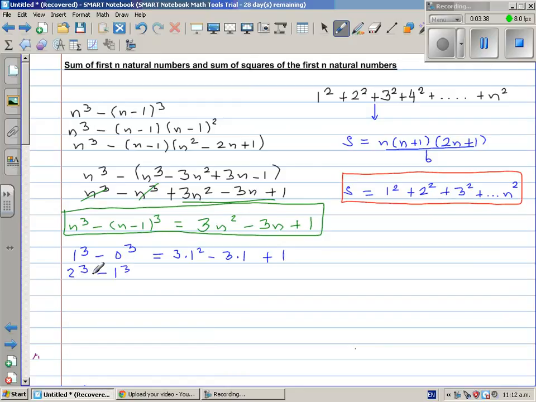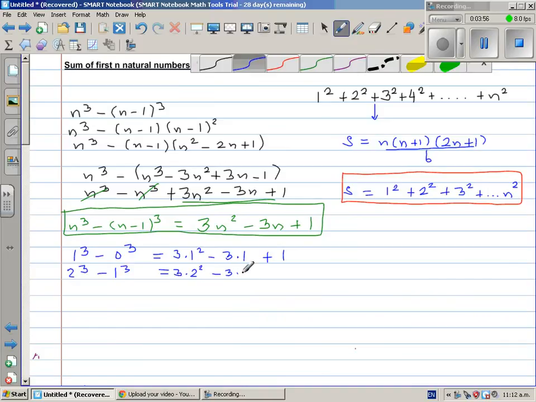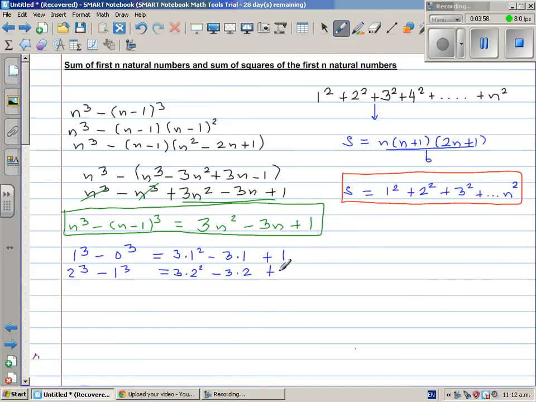What if it is 2 cubed minus 1 cubed? We know the answer is 8. Does it sit here properly? So this is where n is 2. So this is 3 times 2 squared minus 3 times 2 plus 1. So let's confirm: 4 times 3 is 12, 12 minus 6 is 6, plus 1 is 7. That also is working.